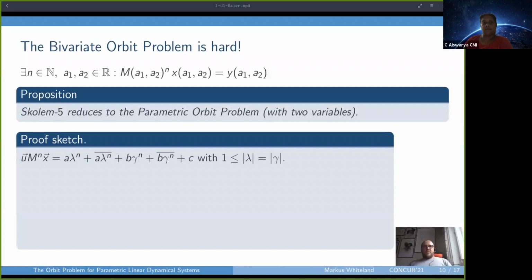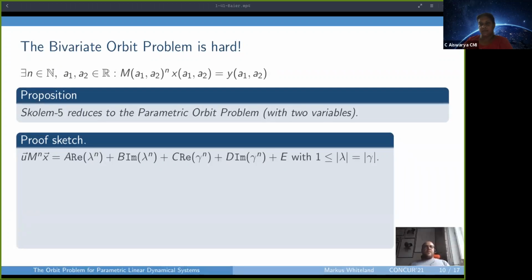Now, a hard case of Skolem, one that is not known to be decidable, can be written as an exponential polynomial like so. The nth term has a closed form, and lambda and gamma are complex numbers with equal modulus. One can rewrite this as follows, as the imaginary parts always cancel out. The constants here are real algebraic numbers.